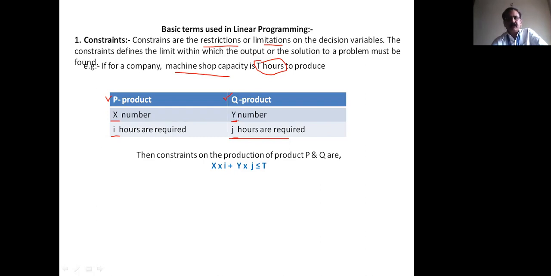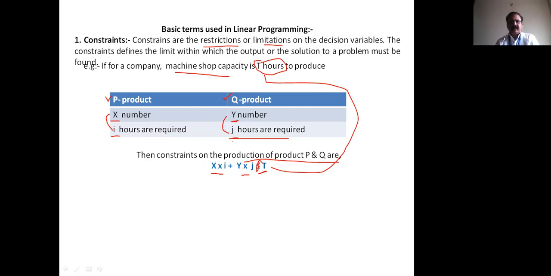These are the constraints. So how is the constraint equation to be formulated for the production of product P and Q? Simple. X product requires I hours, therefore X into I, plus Y product requires J hours to produce, therefore Y into J. It should be less than or equal to T, where T is the total shop capacity available. It should not be beyond the T hours.